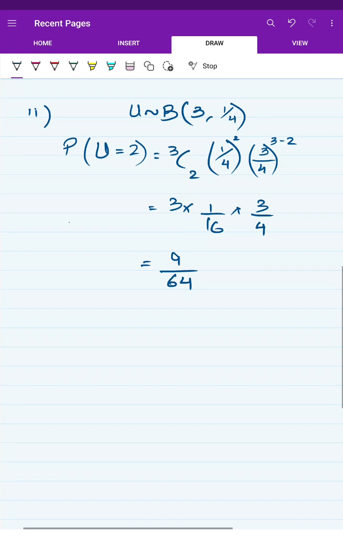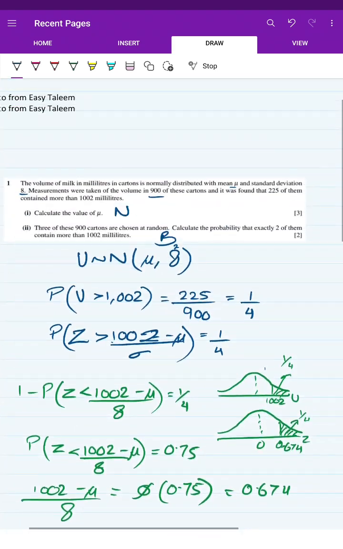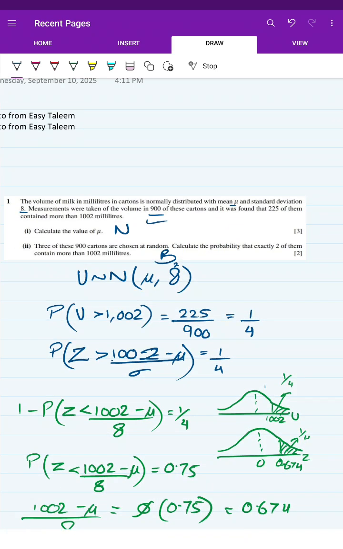Now notice the flow: part 1 gave us the probability using the normal distribution, and part 2 used that probability in a binomial setup.